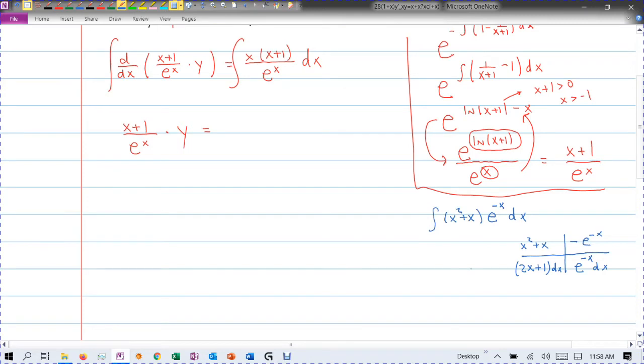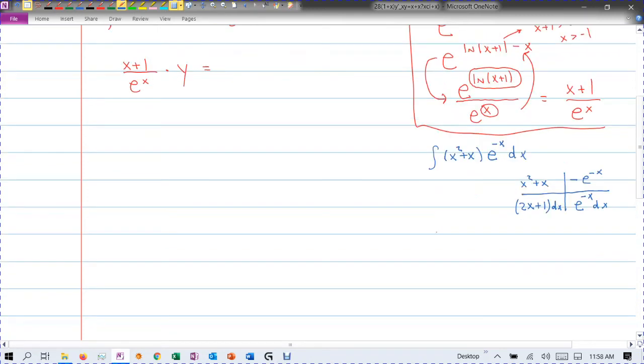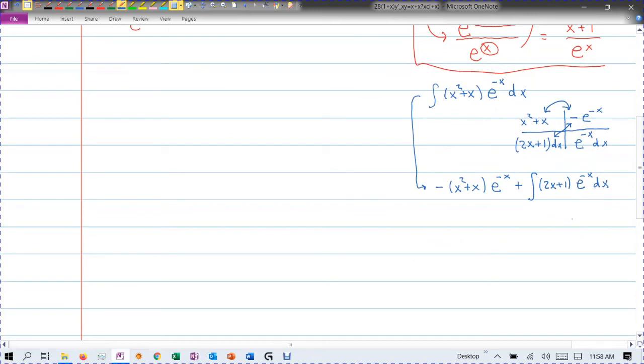So through integration by parts, I have that this integral is equal to negative x squared plus x times e to the negative x. That's multiplying those two. And now got to do these two in an integral and subtract, but I already have a minus there with the e, so it's going to become plus the integral of 2x plus 1 times e to the negative x dx. So I've kind of reduced that quadratic down to a linear, and now I'm going to do integration by parts again.